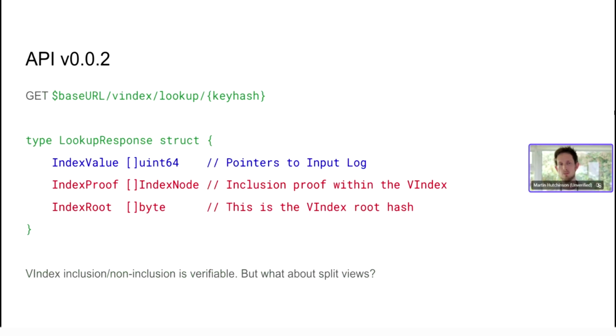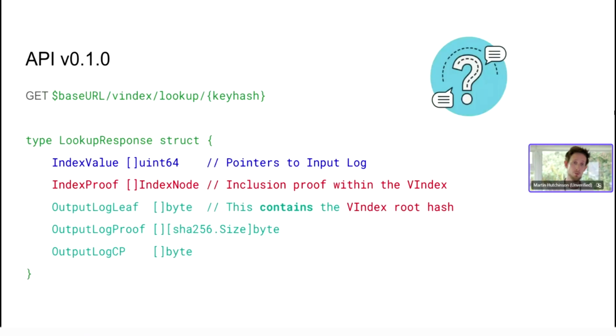So, okay, great. Now you can do an inclusion or a non-inclusion proof, but it doesn't really help us if you could give everybody different hashes and basically it's split views. But hang on, split views, we know how to solve split views, don't we? So how do you do it? You stick it in a log, and then you get a response that looks like this.